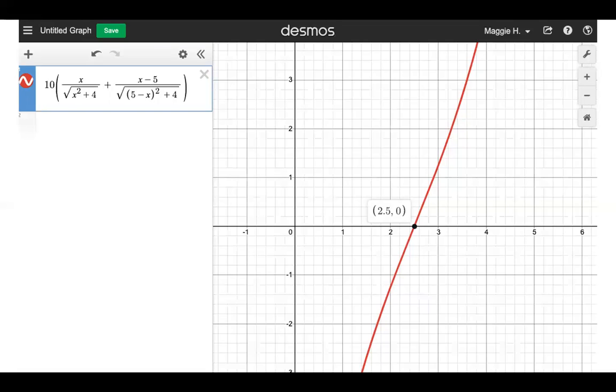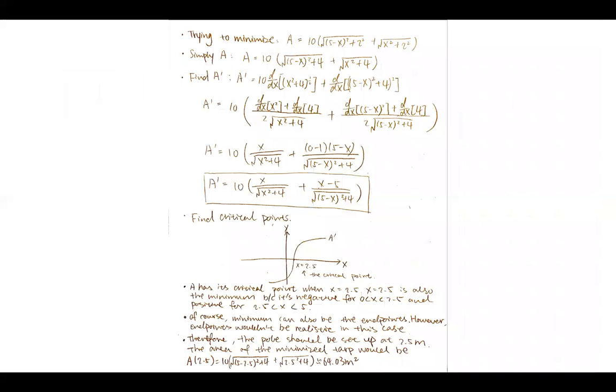In this problem, I graphed the first derivative, and as you can see, the critical point is found right away. The first derivative function crosses the x-axis at x equals 2.5, and that's our critical point. Yay, we found our critical point. Now all we need to do is to complete the problem.